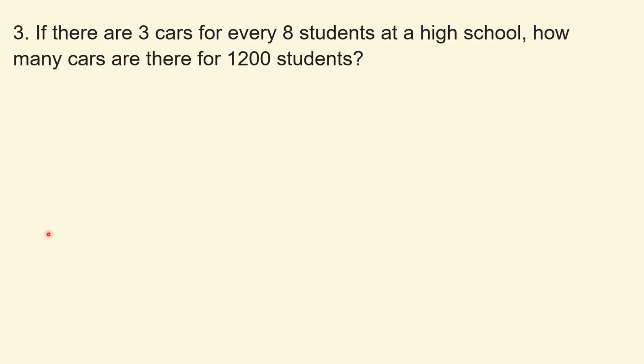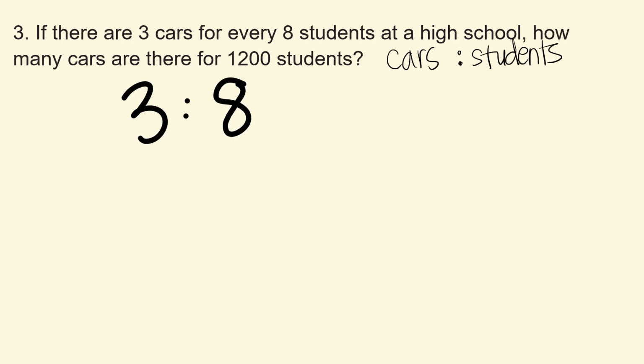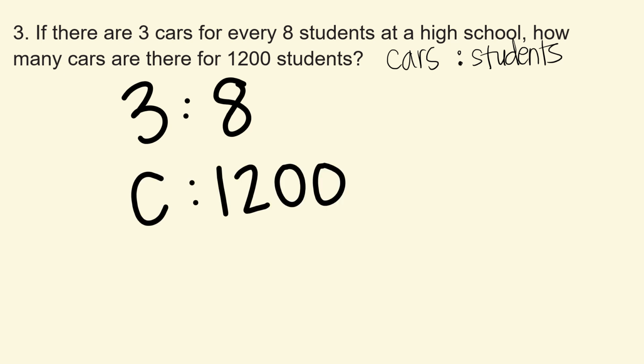Right, so here's our next example. If there are 3 cars for every 8 students at a high school, how many cars are there for 1,200 students? Right, so the ratio of cars to students is 3 to 8. And we're asked, how many cars are there if you have 1,200 students in total? All right, so I've let cars be C, and then number of students is 1,200. So I've got cars on the left, students on the right.